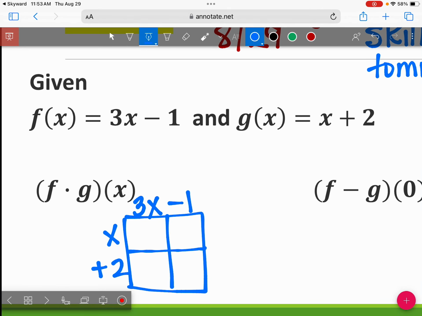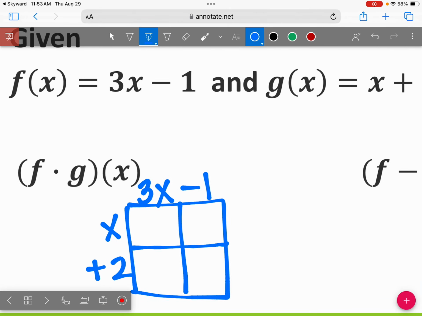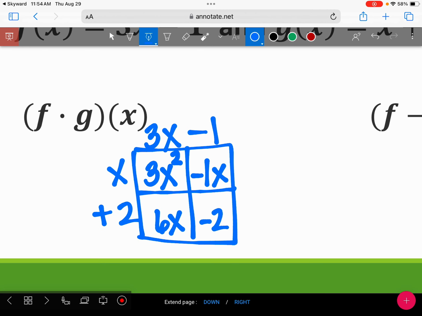So for the first one, I made a box. You don't have to make a box. You can use foil. You could distribute, whichever way you want to do it. So we have 3x squared here, negative x, a positive 6x here, and a negative 2. The one thing I do like about the box is that your like terms are at a diagonal. So these are like terms, so we can add those together.